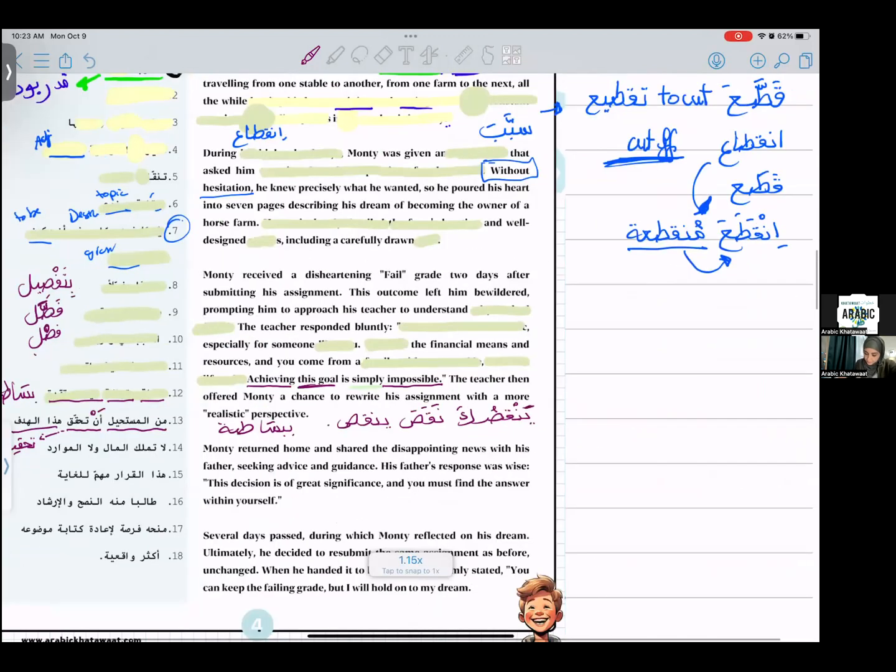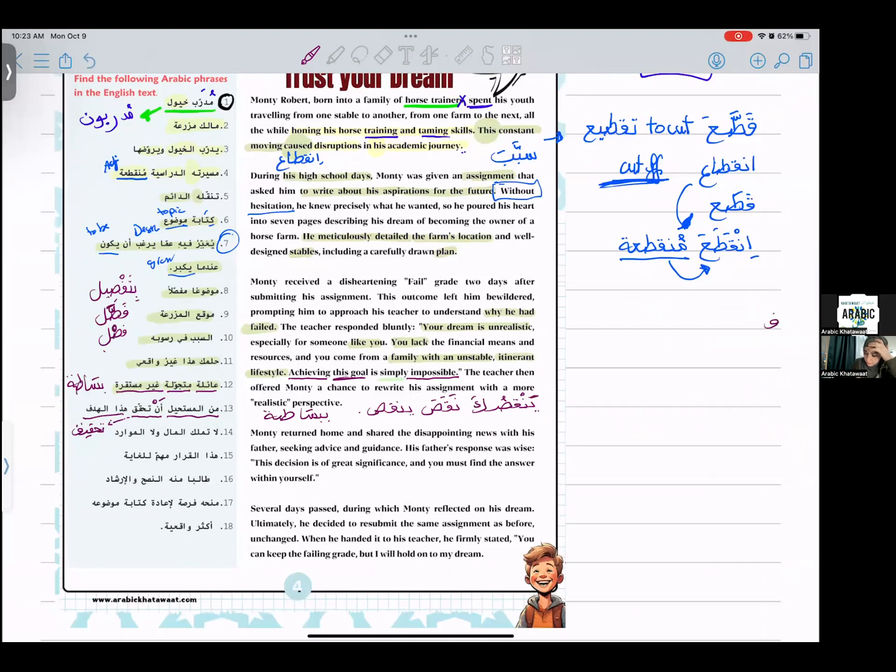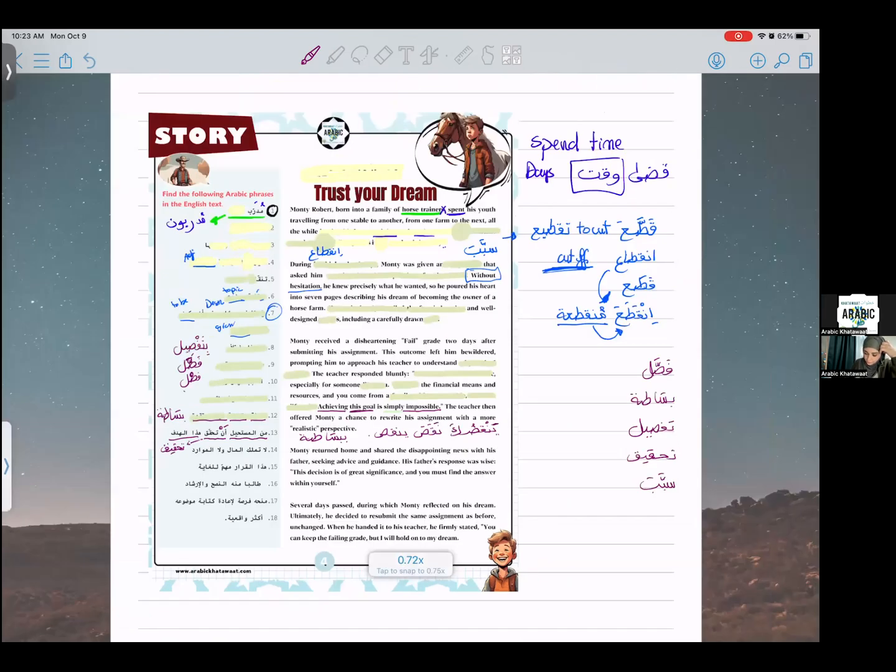So I can go back here and say I learned فصل, I learned بساطة, تفصيل, تحقيق. I can keep writing. And what else did I learn? انقطاع, سبب. And you keep adding to your notes.